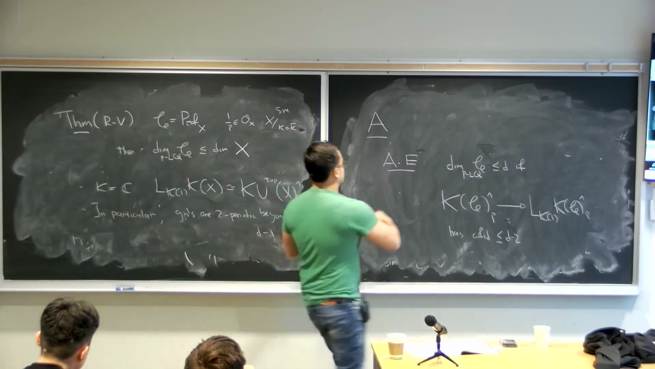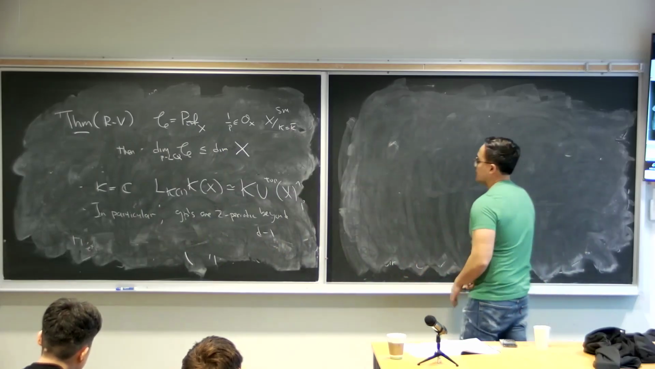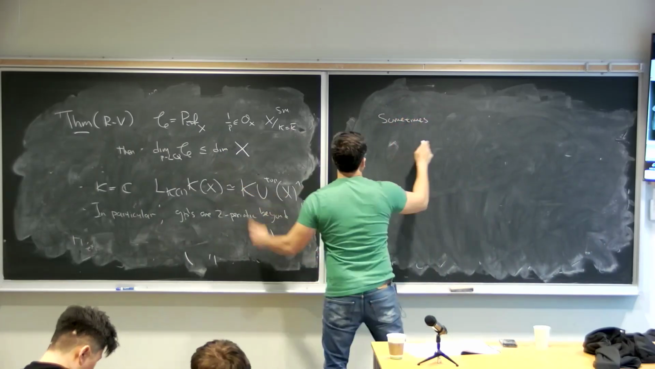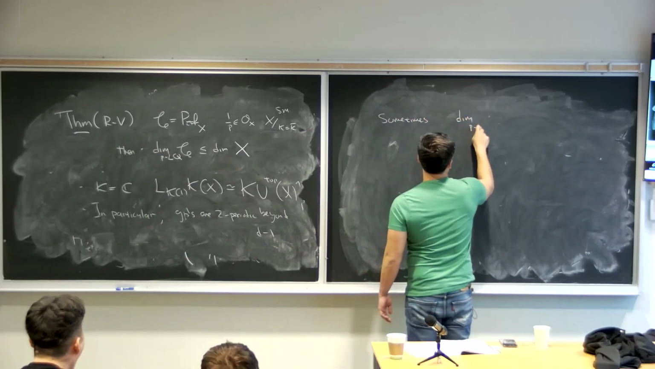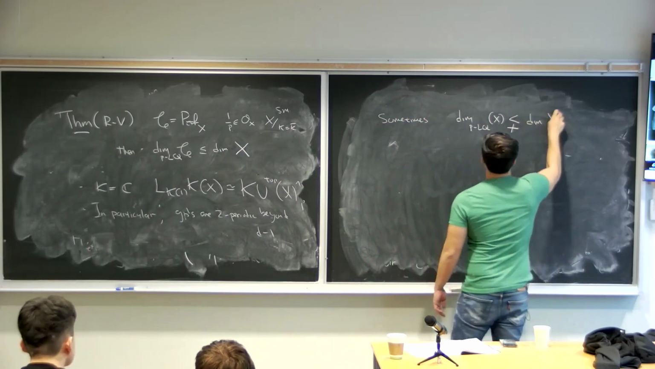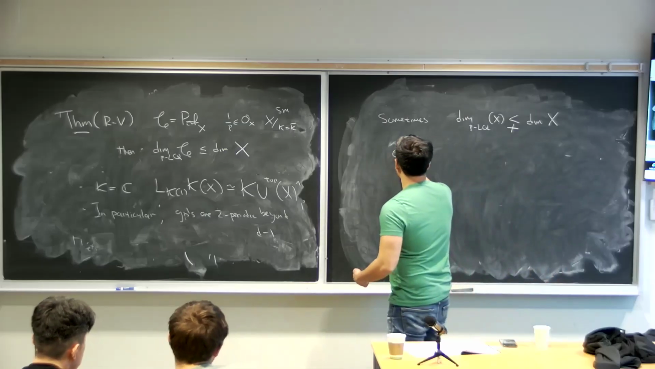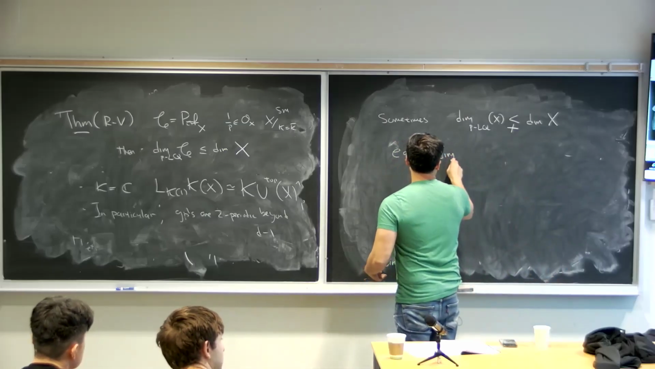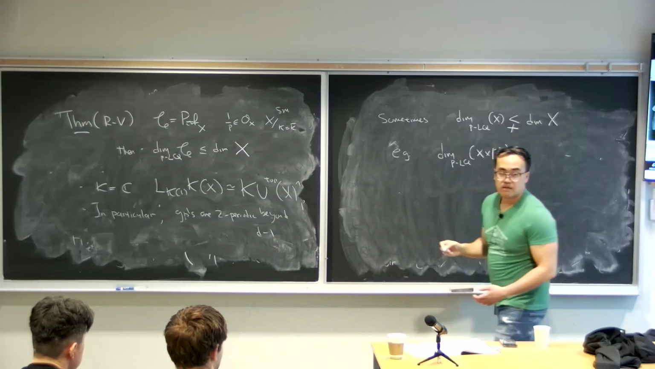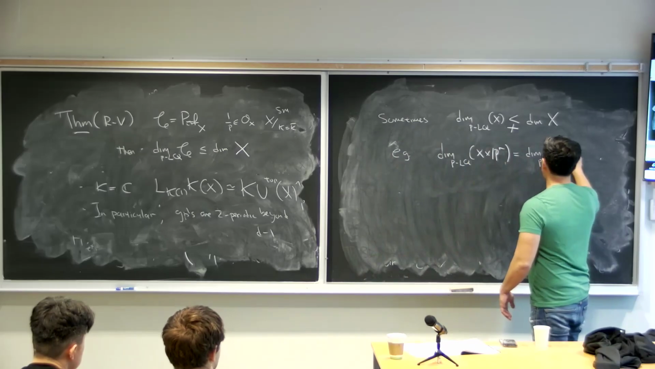So the magic of this definition is that sometimes this dimension is lower. Okay. I'll give you a stupid example and a smart example. The stupid example is that the dimension PLQ of X times projective space is always just dimension PLQ of X.